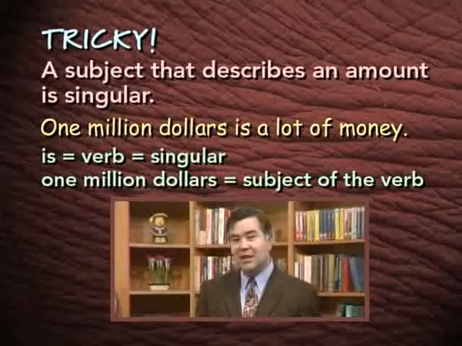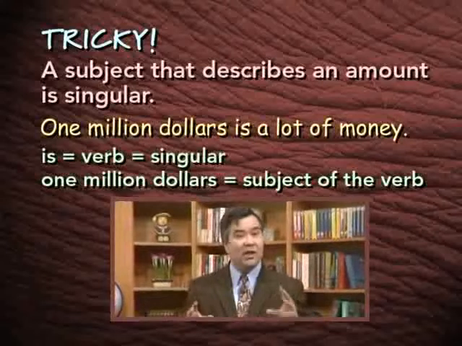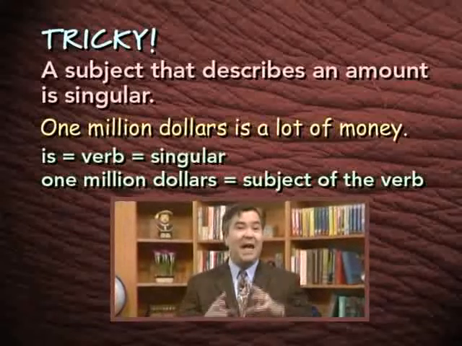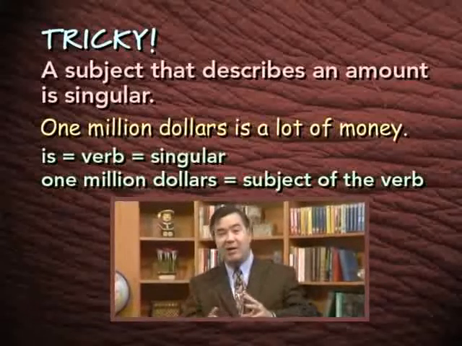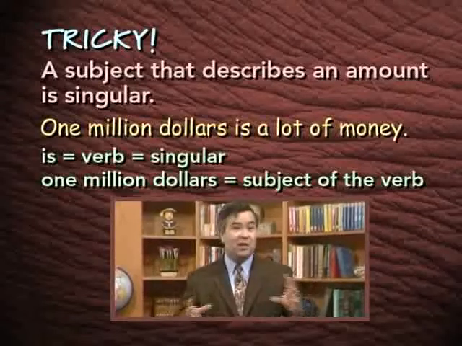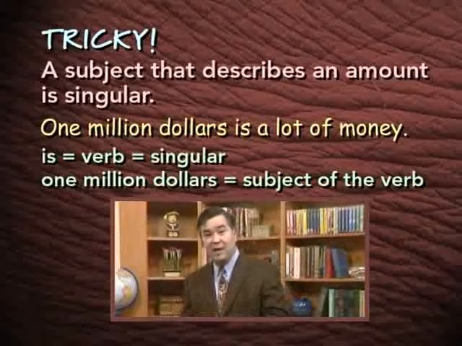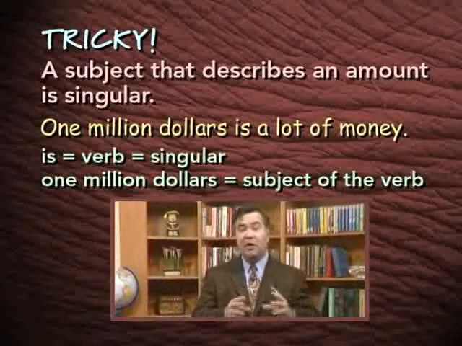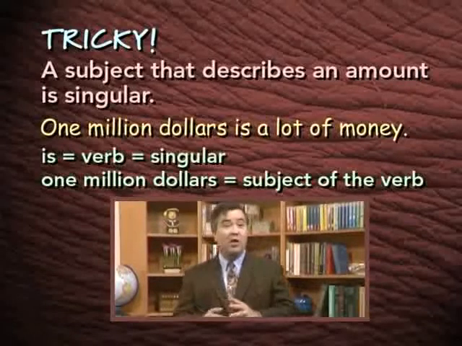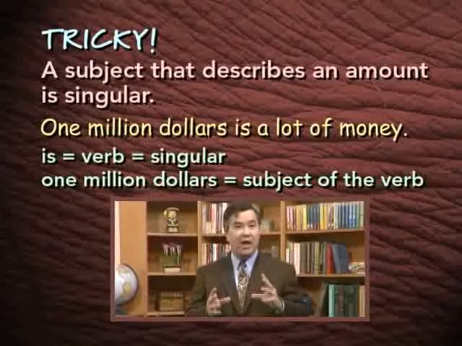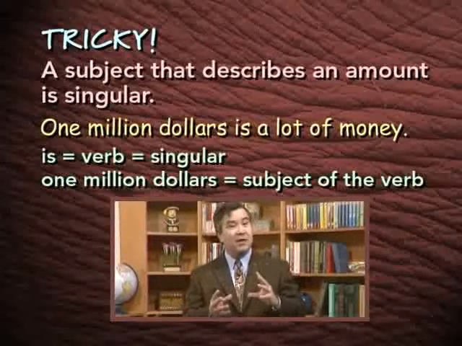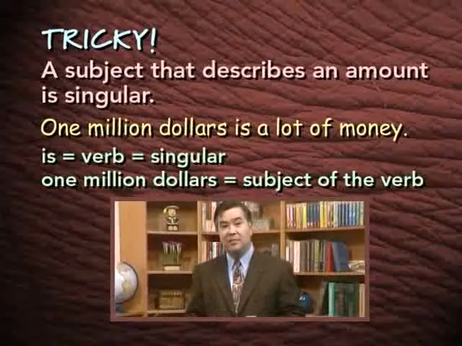But let's think about what the sentence is saying. The sentence is talking about $1 million as an amount. And it's talking about it as one thing. It's saying that this whole pile of money, all added together, is a lot of money. That's why a singular verb is appropriate in this case, because although it's plural in form, the phrase describes an amount, and therefore we treat it as singular.